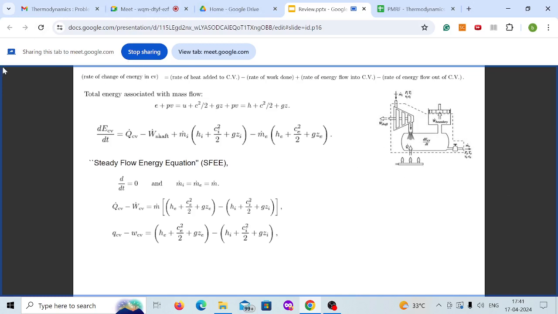So this is what we did in the previous example of the control mass. The rate of change of energy in the control volume is equal to the rate of heat added, the net heat added. There can be heat which is removed, so the difference, the net heat added minus the rate of net work done, is what we had for the closed system. But in the open system, you again have some interaction with respect to the mass. So the rate of energy flow into the control volume because of the mass, minus the rate of energy which is flowing out of the control volume.